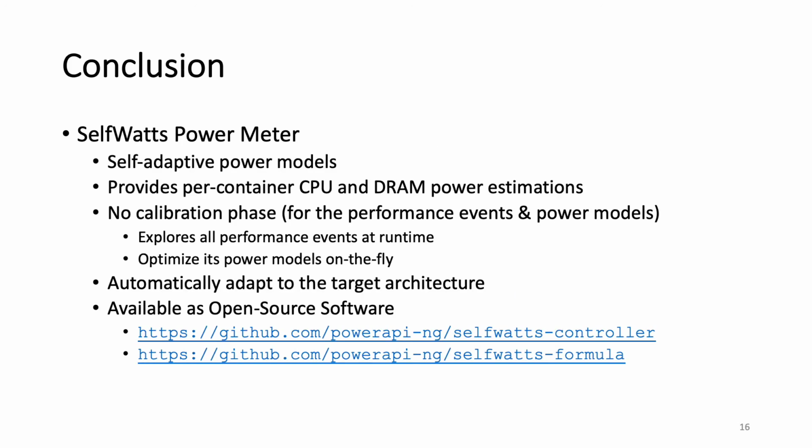To conclude, I presented SelfWatts, which uses self-adaptive power models to provide per-container CPU and memory power estimation. It doesn't use a calibration phase for the performance events and the power model because it explores the performance events at runtime and optimizes its power model on the fly. And it can automatically adapt to the target architecture. And it's open source and freely available on GitHub.